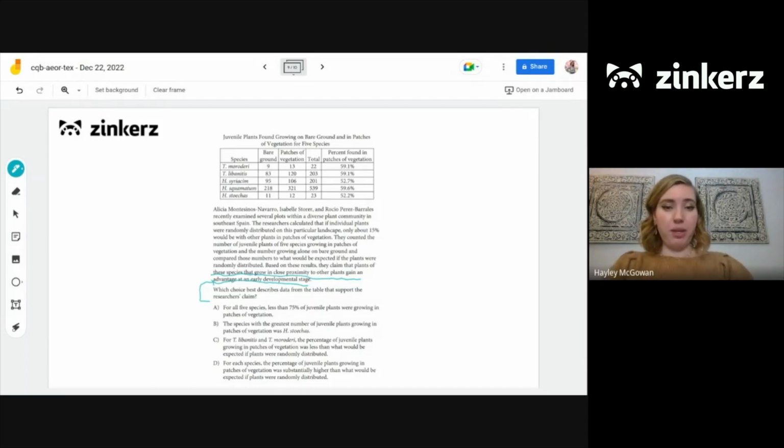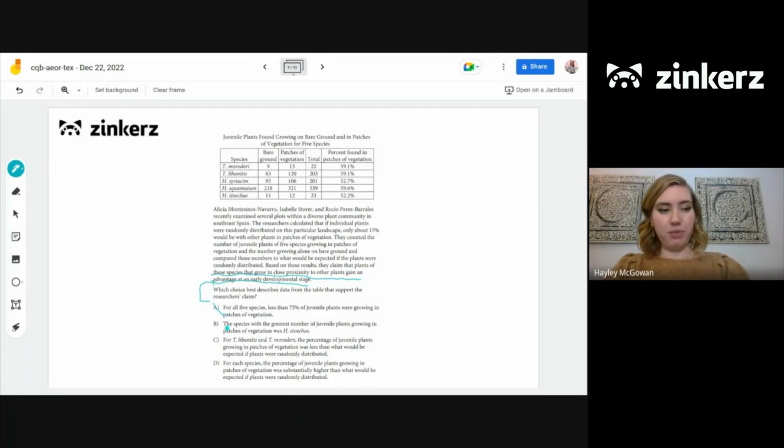So let's see. Looking at A to start, for all 5 species, less than 75% of juvenile plants were growing in patches of vegetation. It specifically says all 5 species, less than 75% of juvenile plants were growing in patches of vegetation. Okay. So it looks like all these percentages are below 75%. So that's accurate. But in terms of this claim about proximity as opposed to not proximity, it doesn't mention anything about that. So we can get rid of A.